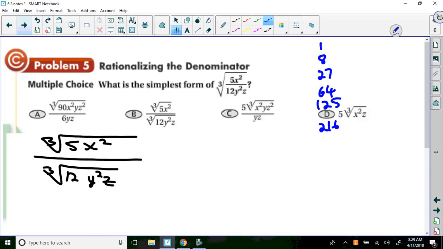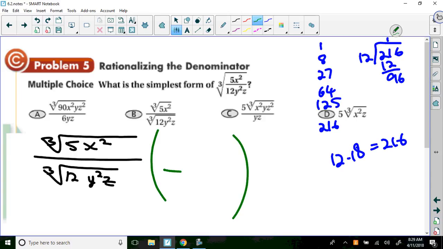So how many times does 12 go into 216? That's once. That's 12. That's 9. That's 6. It's going to be 18. 12 times 18 is going to be 216. Okay? So the deal is, I'm going to have to multiply by something over something. It's going to be a third root over a third root. 12 times 18 is going to give me a 216.